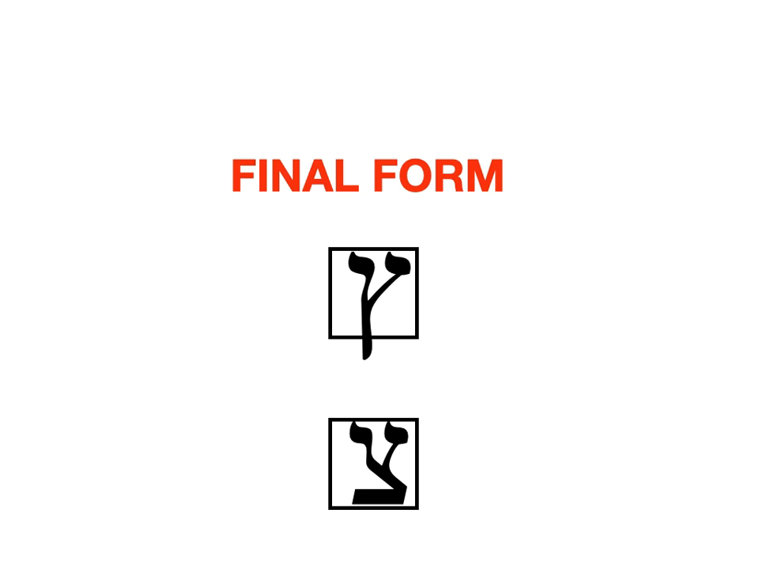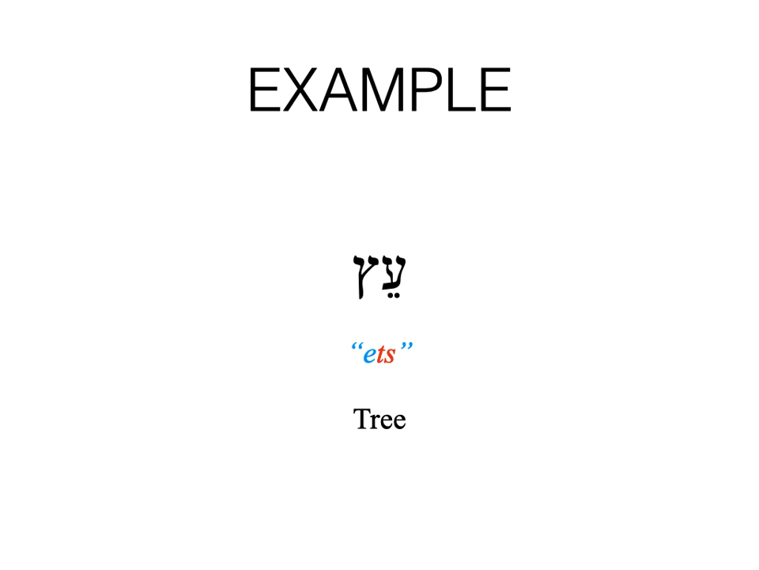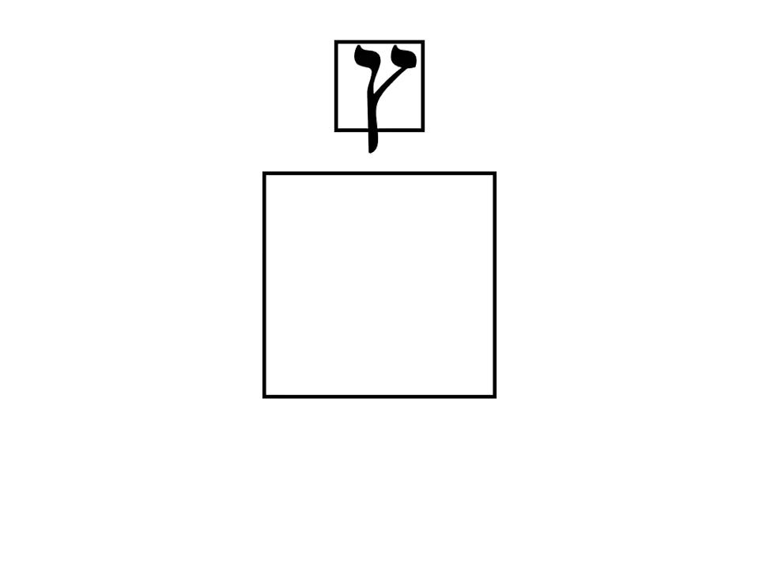And same here. Notice how the regular tzade is curved back under. Here it's not. It doesn't go back under. It just goes straight down, straight outside the box. And here's an example. Etz. Etz means tree. Notice the ayin at the front, we covered it already, that's a silent letter.